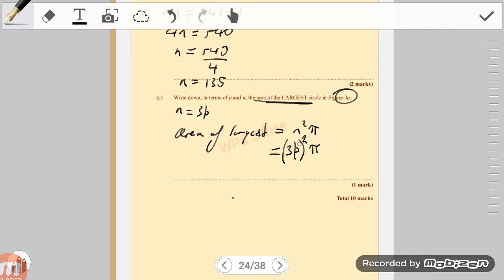Alright, so we're going to have to square this out. 3 squared is 9. p squared is obviously p squared. And that's going to be pi. So our answer is now written in terms of p and pi. That's going to be the area of the largest circle, using n represented by 3p.